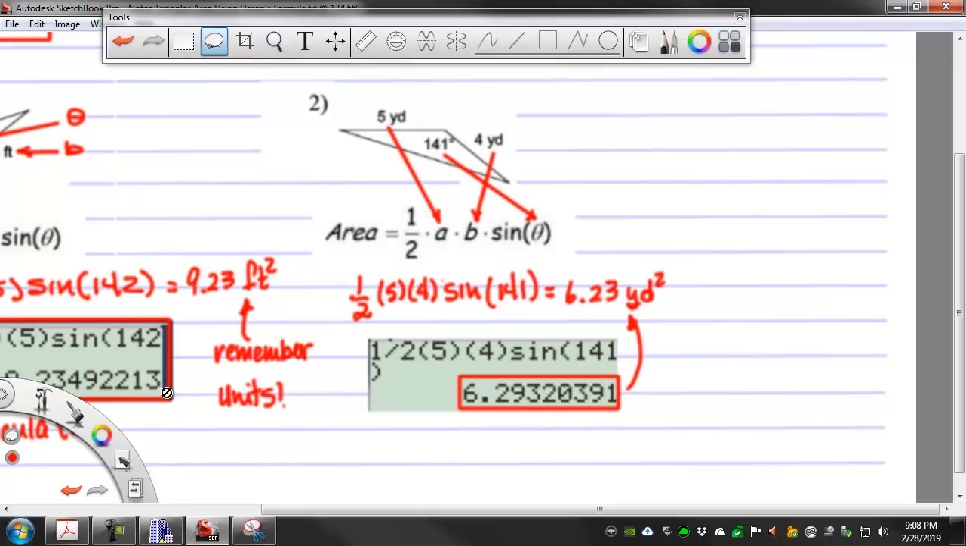And remember to always use your units. So if I'm doing feet, it's feet times feet is feet squared. If I'm using yards, it's yards squared. If I'm using meters, it's meters squared.